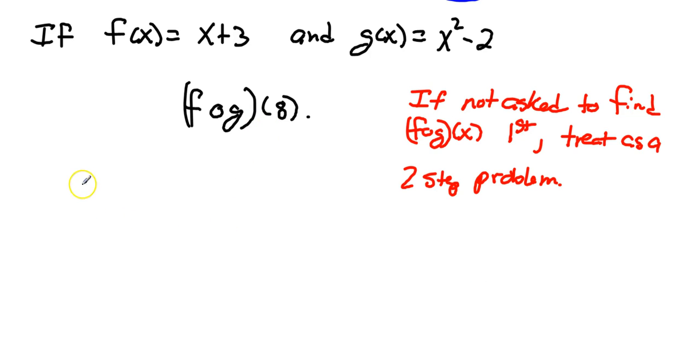So the first thing you want to do here is find whatever 8 is closest to, g. So find g of 8 first, because that's what it's closest to. So we're going to get that out of the way first.